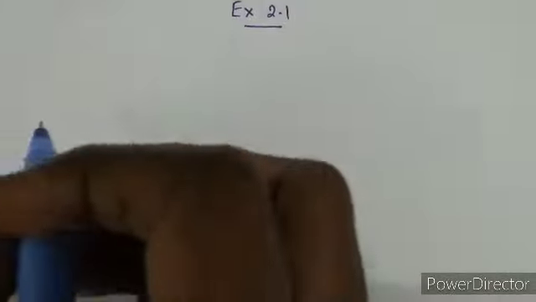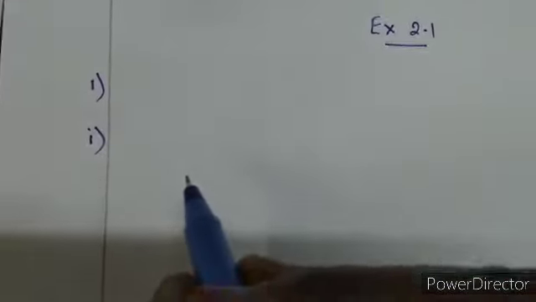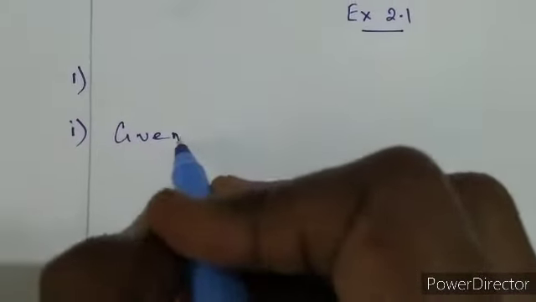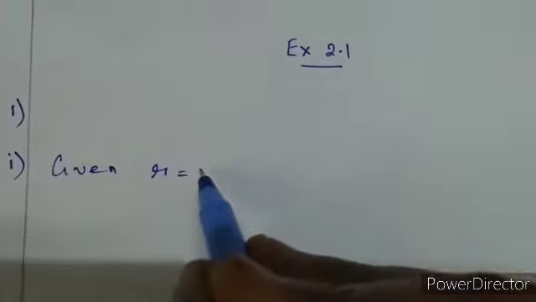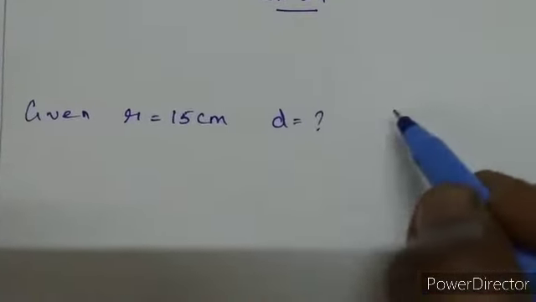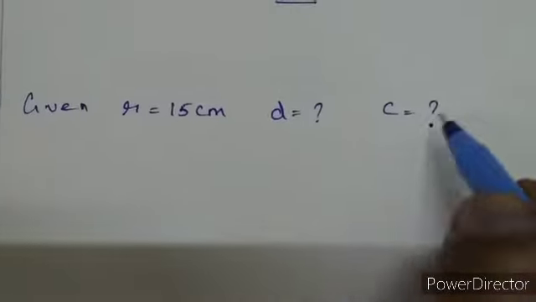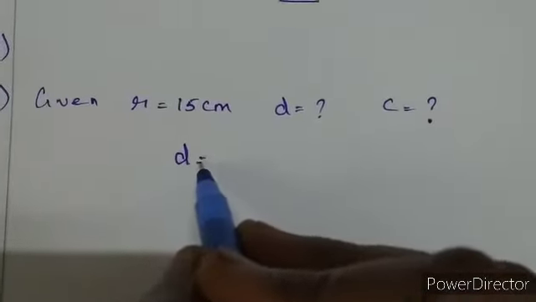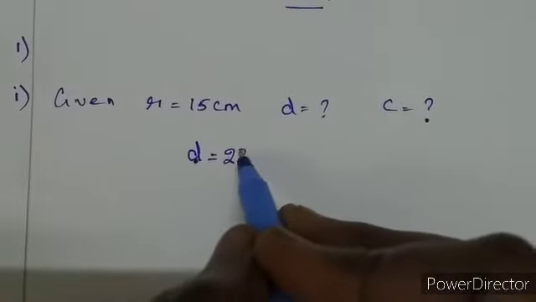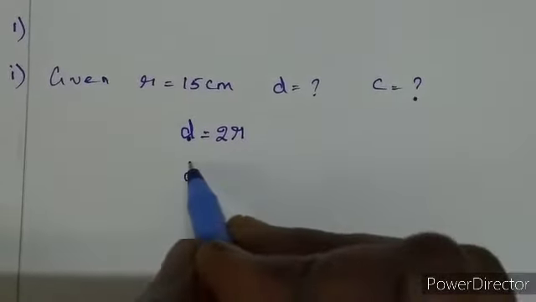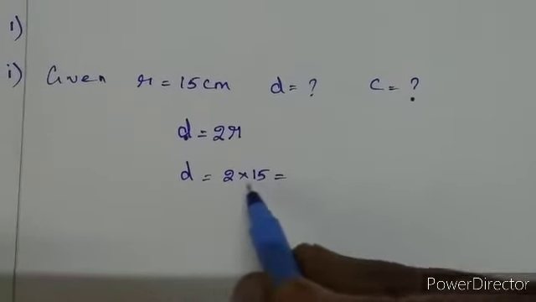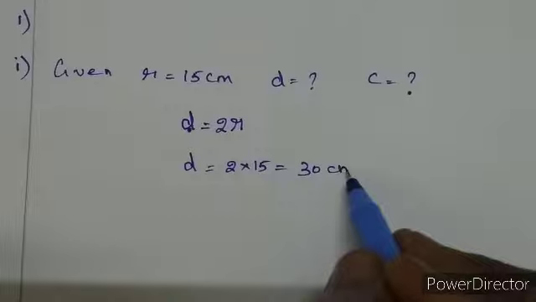Okay, first step, write the given: r equals 15 centimeter. Diameter we are going to find, circumference we are going to find. Step 1, write the formula. Diameter is twice the length of the radius, is it? So 2r. So diameter equals 2 into 15, that equals 30 centimeter.